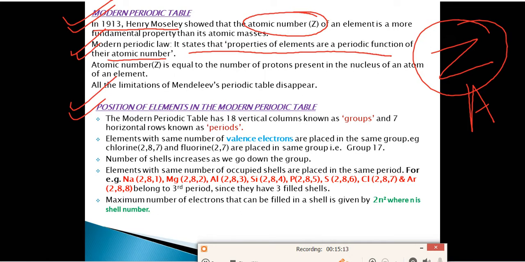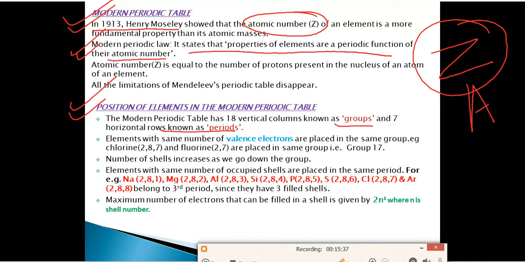Now first of all, we will be reading about the position of elements in the periodic table. In the modern periodic table, how many vertical columns do we have? We have 18 vertical columns and they are called groups. And how many periods are there? There are 7 horizontal rows and they are known as the periods. Elements with the same number of valence electrons are placed in the same group. Means we have 18 groups. So in every particular group, the elements which are present will have the same valence electrons.